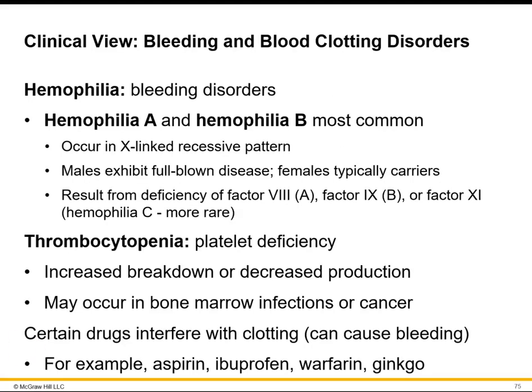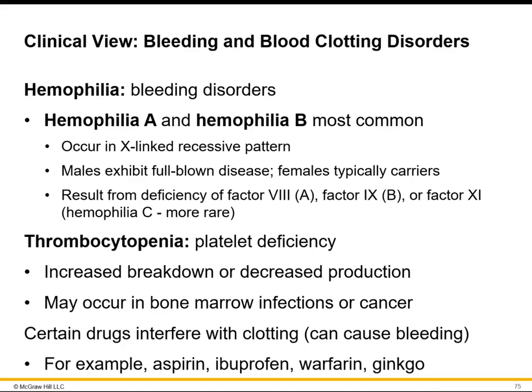All right, let's look at some bleeding and blood clotting disorders. So there's hemophilia. This is a group of bleeding disorders. The most common types are hemophilia A and hemophilia B. This is going to occur in an X-linked recessive pattern. Recessive means that you need 2 copies of the gene in order to express the trait. X-linked means that this gene is carried on the X chromosome.